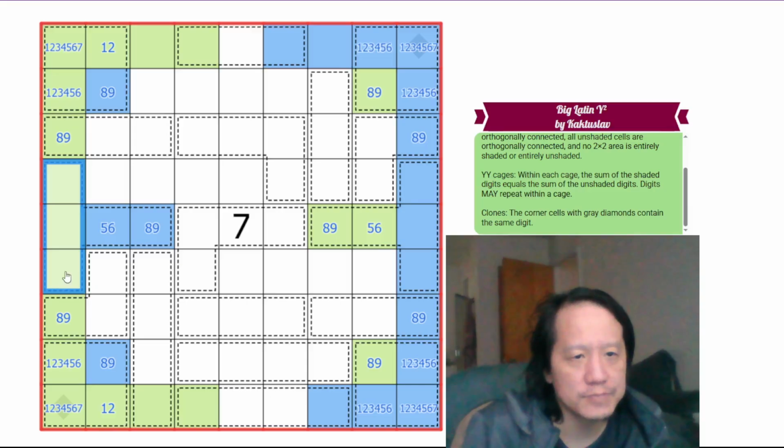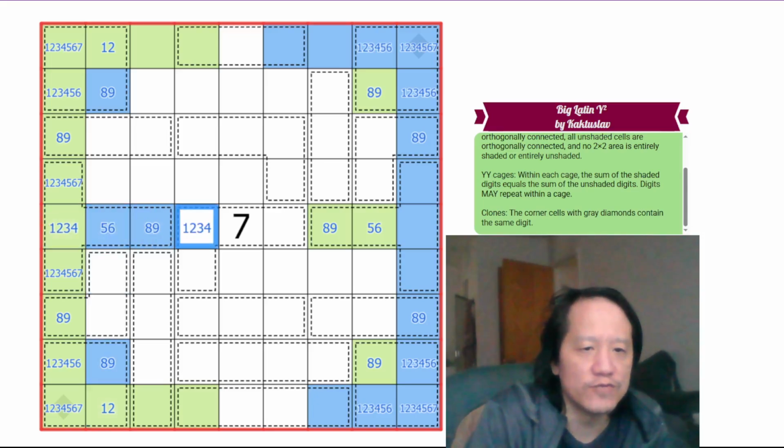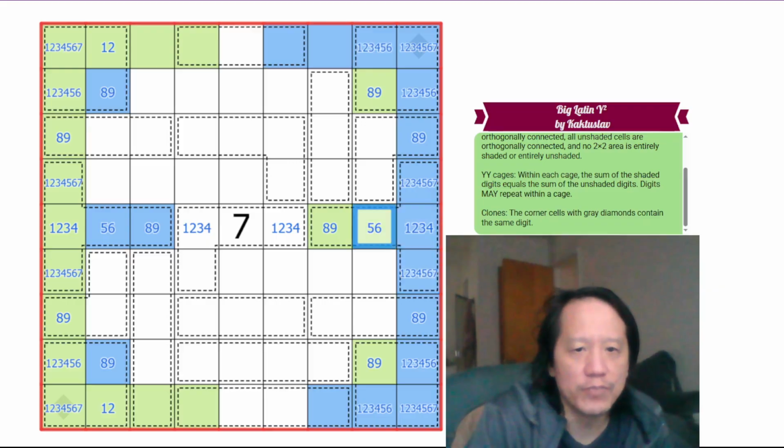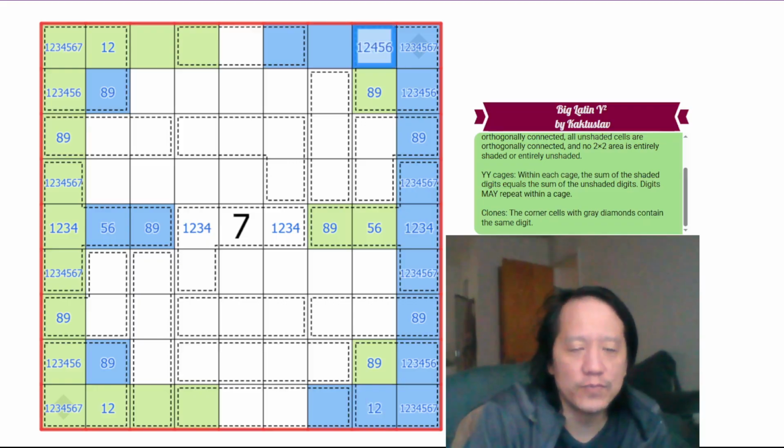This must be 1 through 7. This cannot be 5, 6, or 7. This is 1, 2, 3, 4. 1, 2, 3, 4. 1 through 7 here. 1 through 7 here. Remaining digits. So this is, again, 1, 2 here. 1, 2 here.